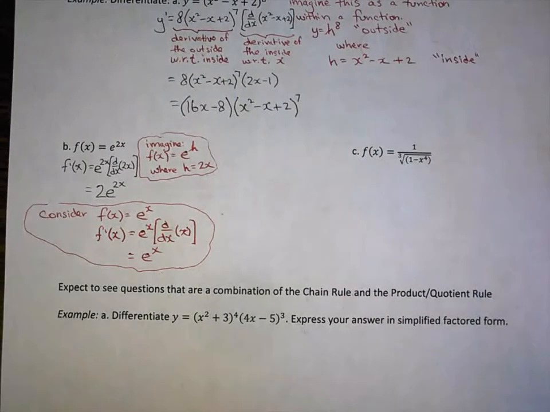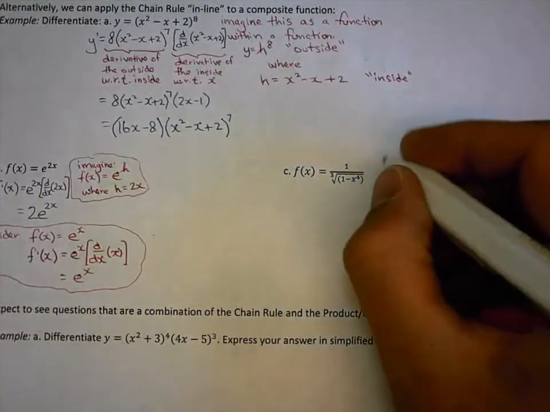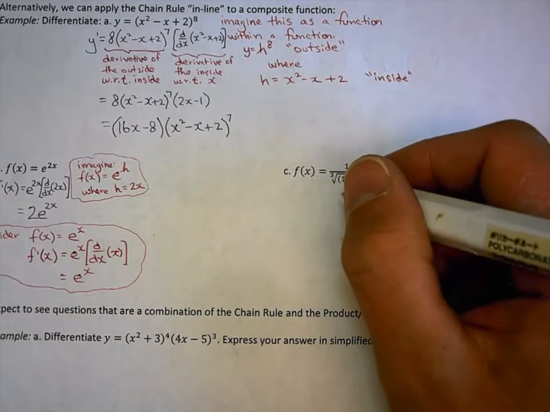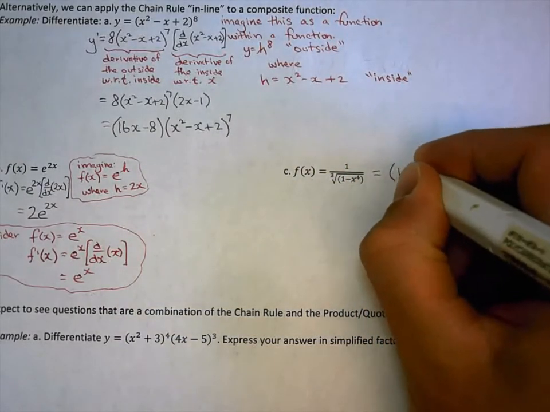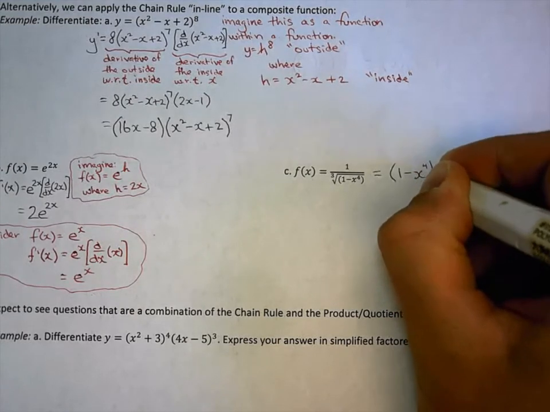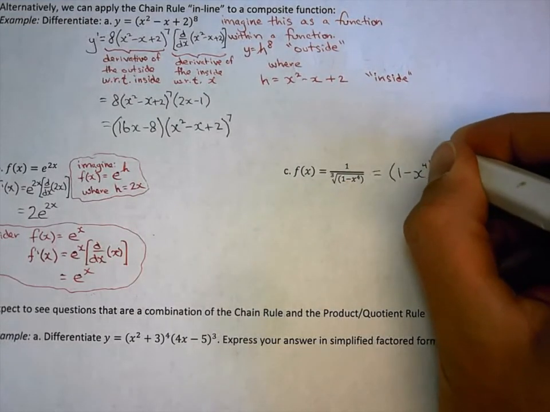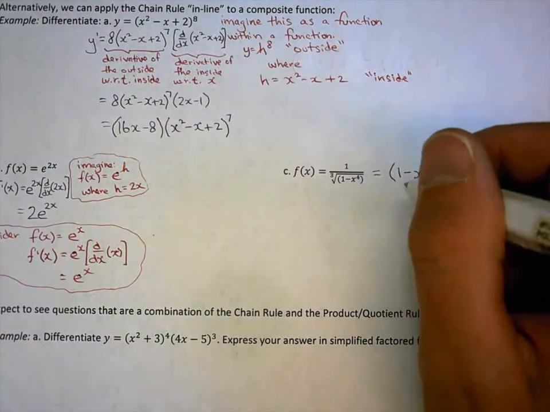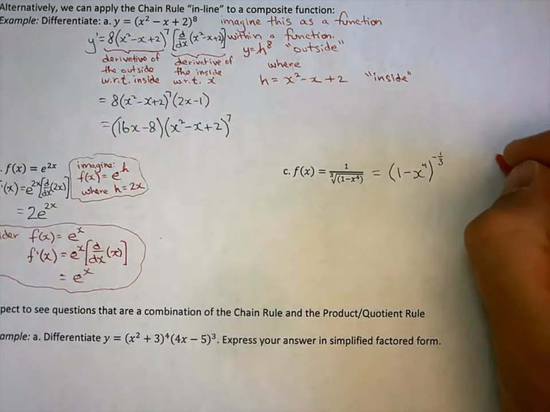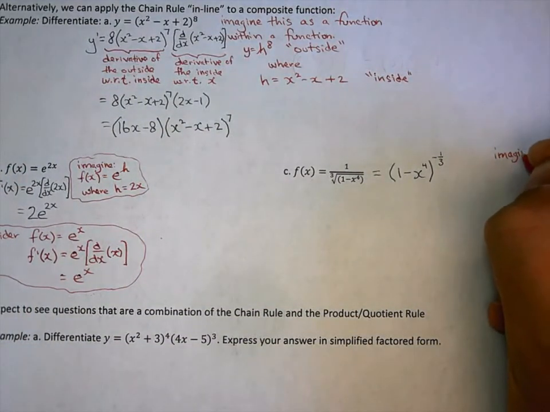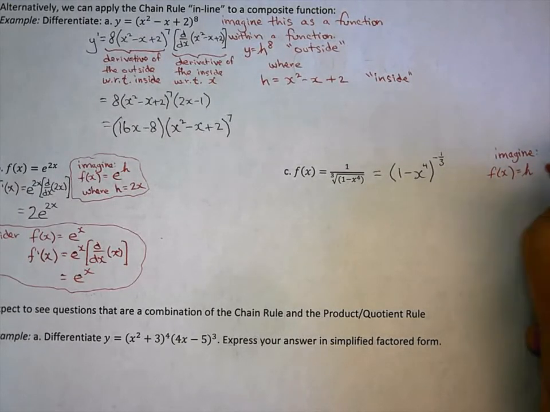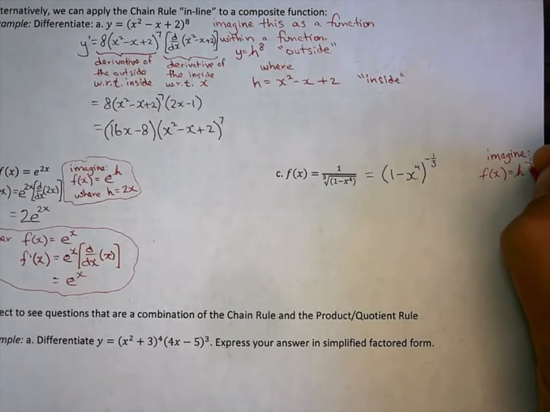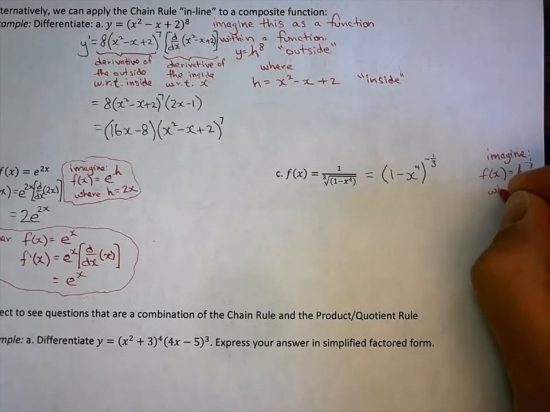Okay, let's do another example. Let's do this one. First of all, I don't like it because it's got a negative exponent and a rational exponent. So I'm going to rewrite it as 1 minus x to the 4, to the negative 1/3. Okay, that's a function. Actually, it's a function within a function. Again, if you want to imagine, and it's useful to imagine, this is f of x is equal to something, h, to the power of negative 1/3, where that something is equal to 1 minus x to the 4.